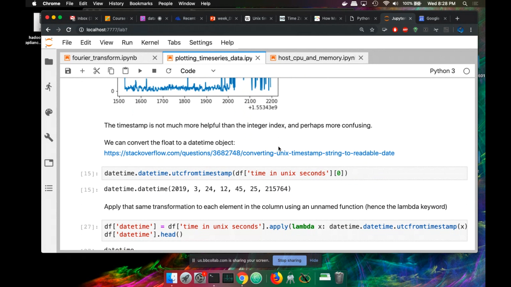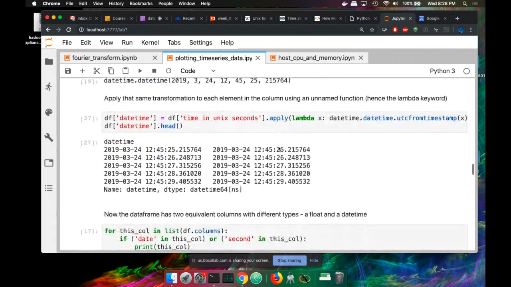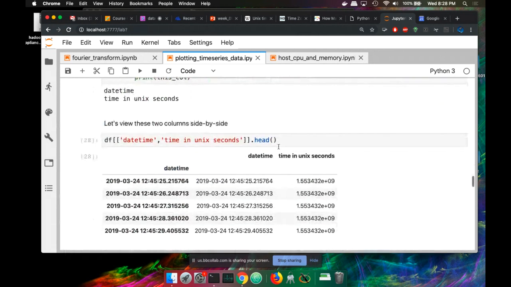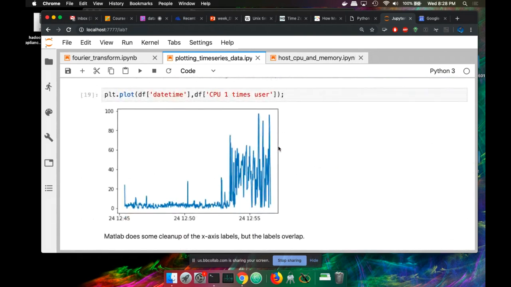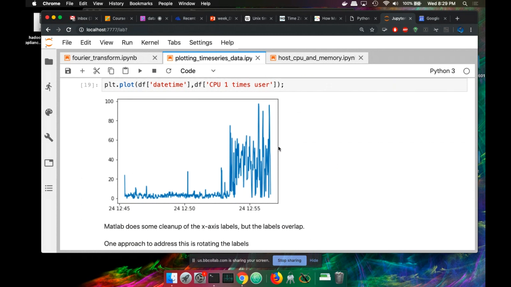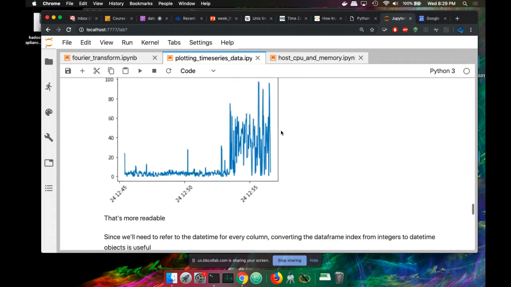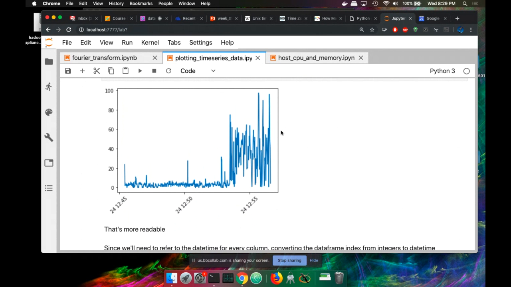We can do that on the entire column, and we get back a bunch of timestamps. And then we can use those to label the axis. So it's March 24th at 12:45, March 24th at 12:50, and matplotlib here is basically showing you the data that is relevant rather than the entire timestamp. So this is a little bit easier to read. Then if we really want to get fancy, we can rotate those labels so that they look even better. But in this case, it wasn't really necessary.